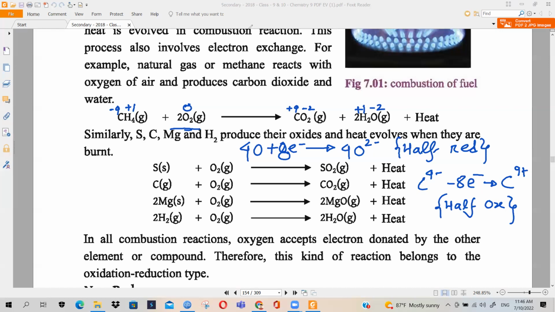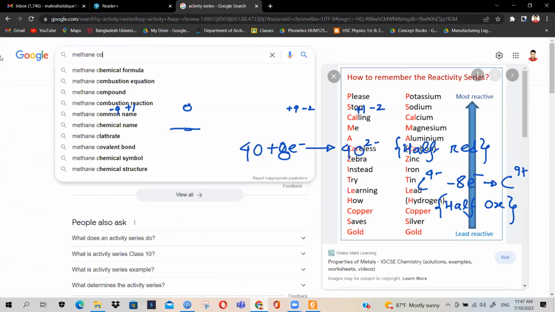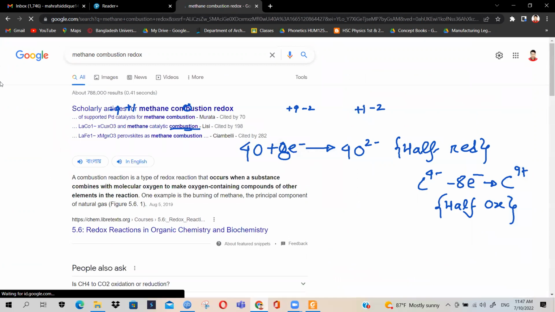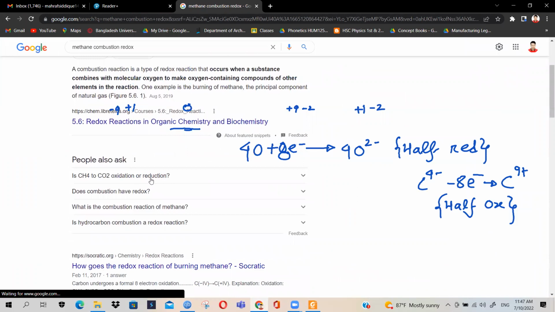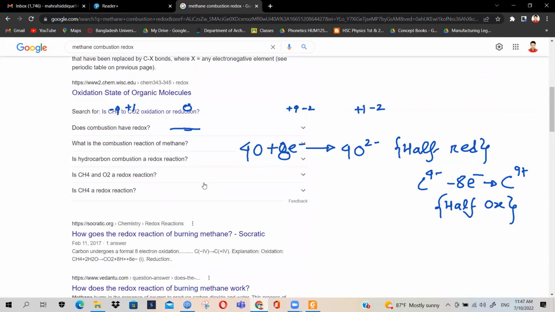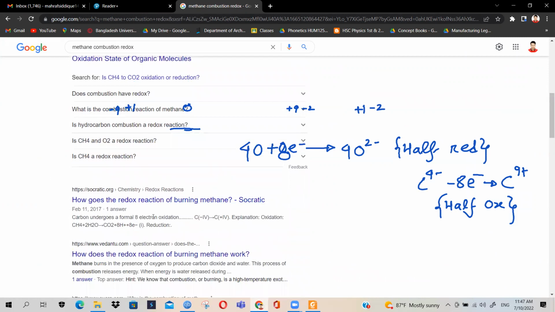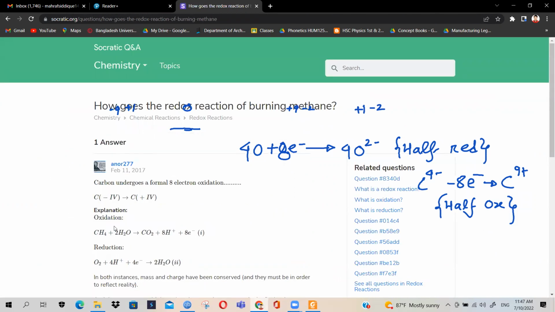I hope I'm correct. Let me just check it. Methane combustion.